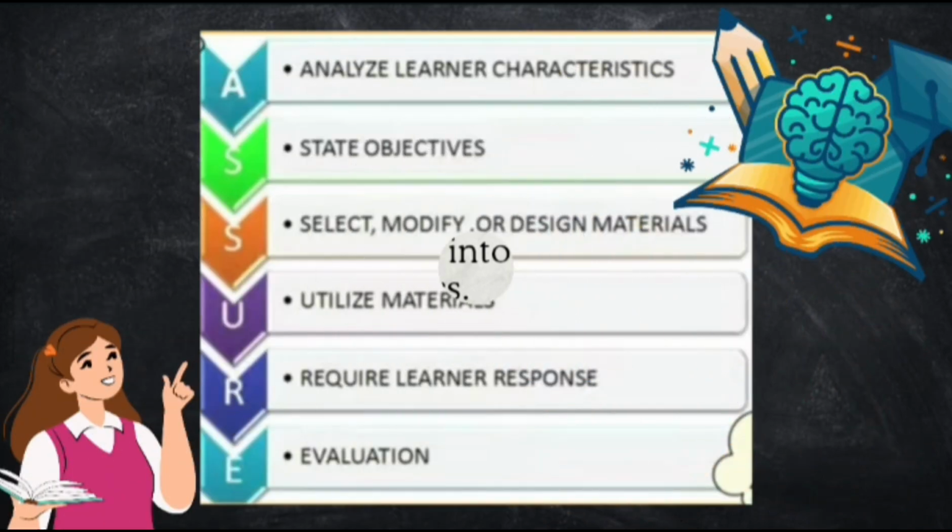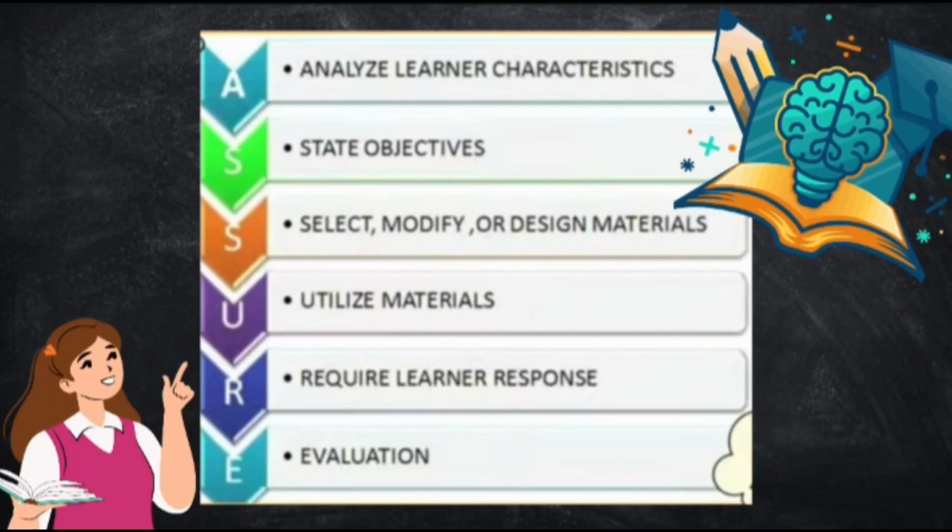So now, let's move on to the ASSURE model. This is the ASSURE model. A stands for Analyze Learner Characteristics. S stands for State Objectives. And another S, Select, Modify, or Design Materials. For the letter U, Utilize Materials. And for the letter R, Require Learner Response. And for the last, the letter E stands for Evaluation.